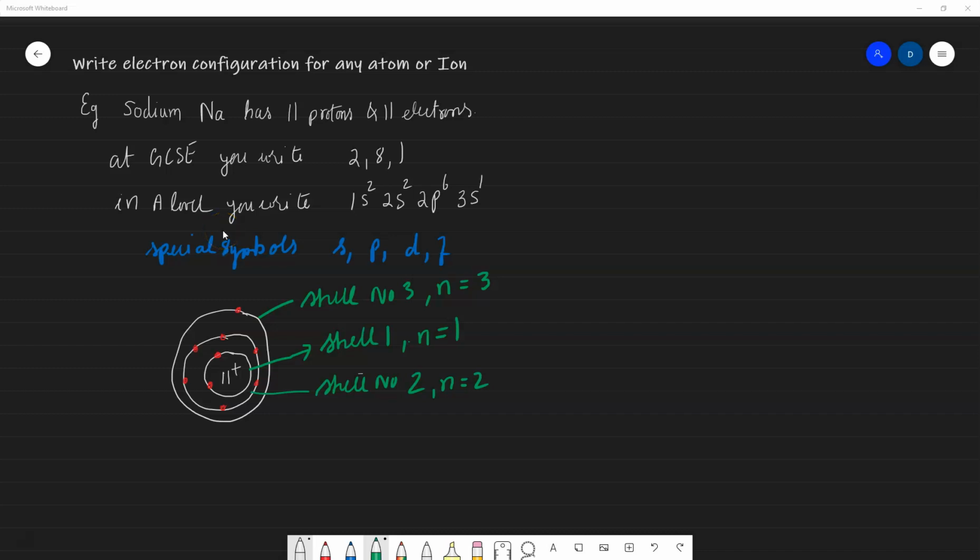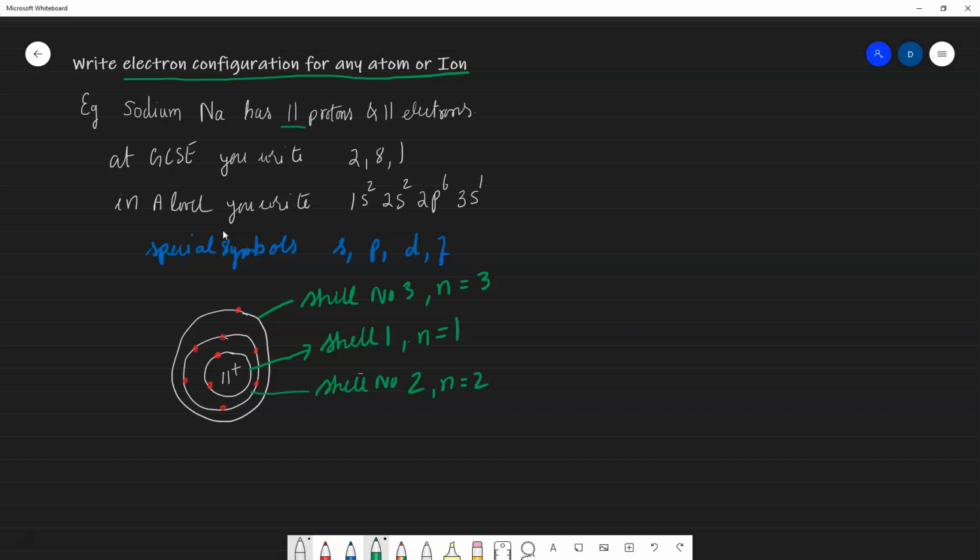So in this video you're going to learn how to write electron configuration for any atom or an ion. Now we'll discuss what you already know from the GCSE level. Then I'll tell you what you have to know now in A level. Take an example of sodium.